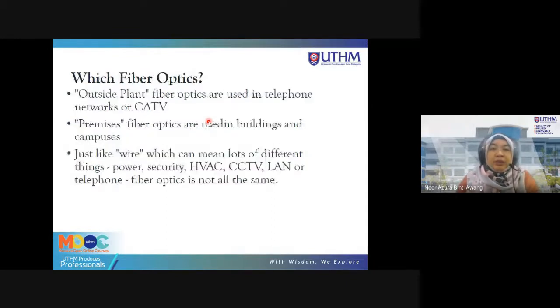So where can fiber optic be used for communication systems? For example, in the outside plant, fiber optics are used in telephone networks or CATV. For premises, fiber optics are used in buildings and campuses. Just like wire, which can mean lots of different things: power, security, HVAC, CCTV, LANs or telephone. So fiber is not all the same.